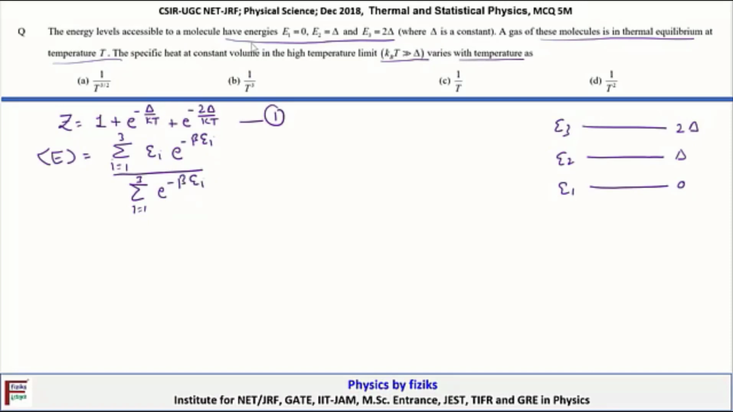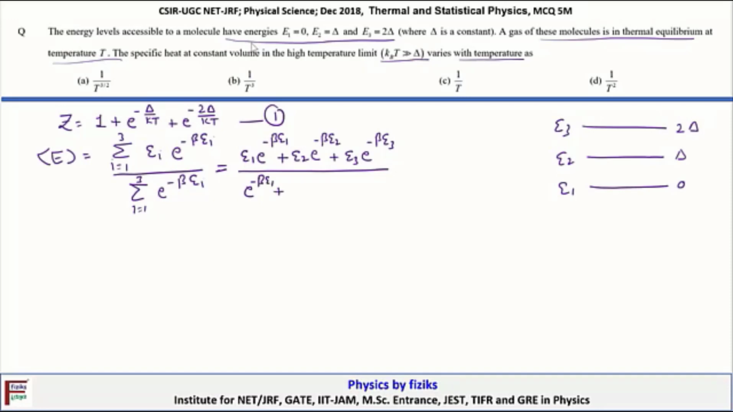Okay, so this is further equal to, this can be written as, by substituting the values of all energies here, this is equal to the first energy value, that is E1. So I am writing first the general expression for the energy: E1 exponential minus beta E1, plus E2 exponential minus beta E2, plus E3 exponential minus beta E3, divided by e power minus beta E1.